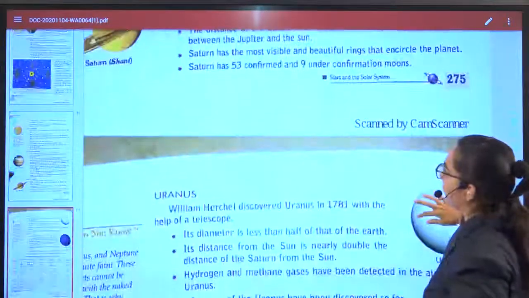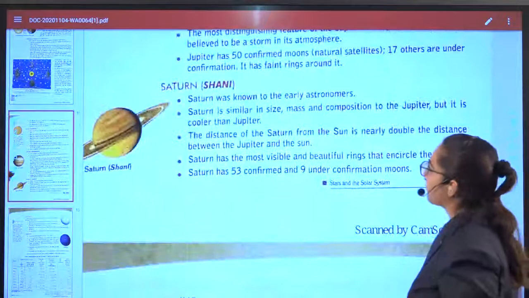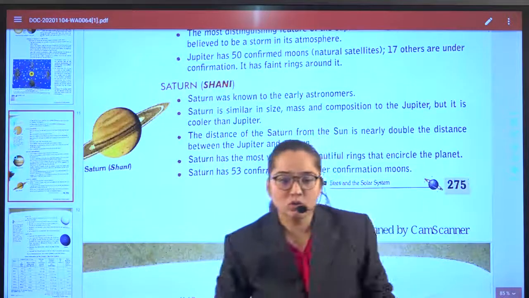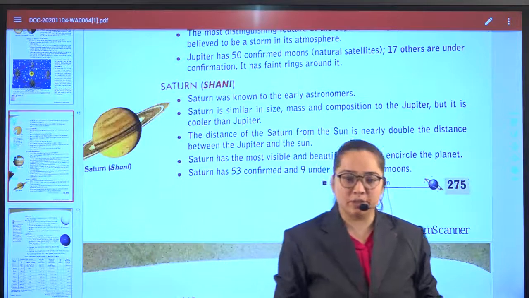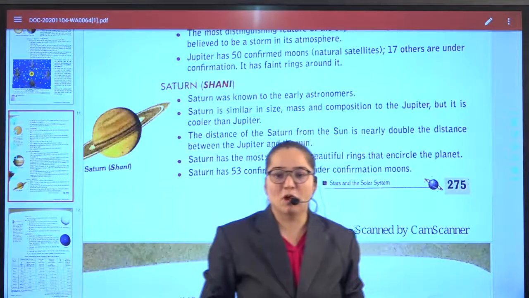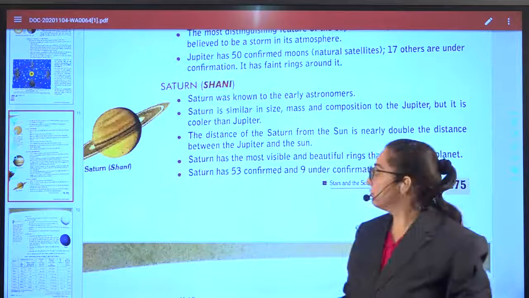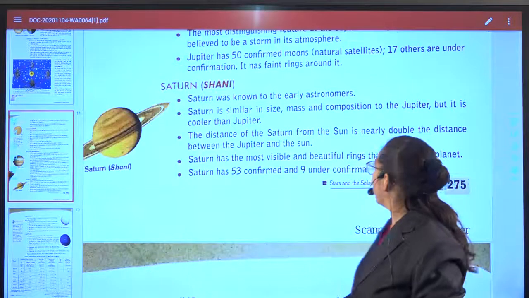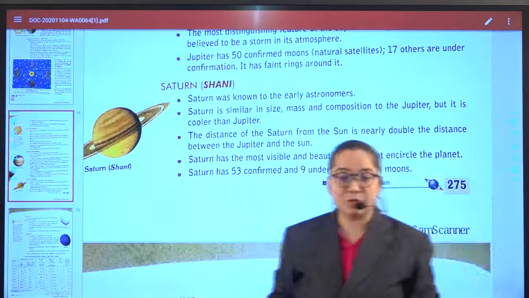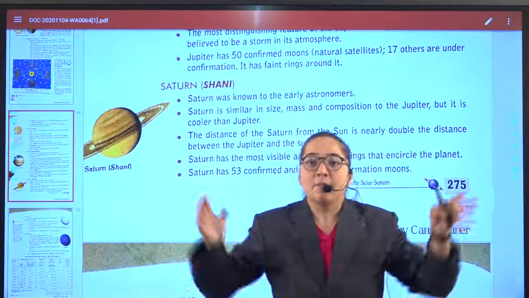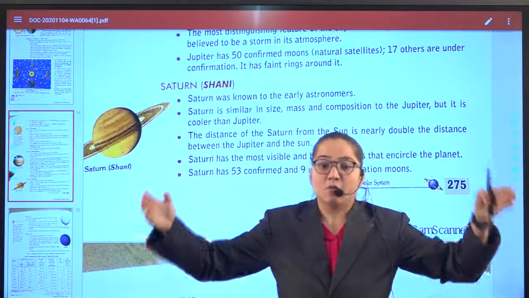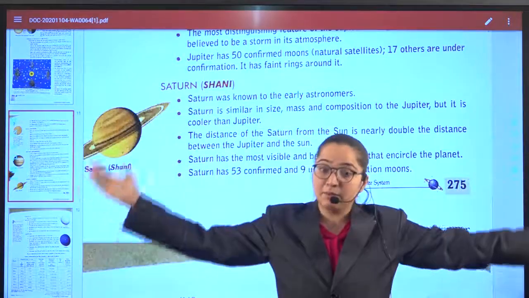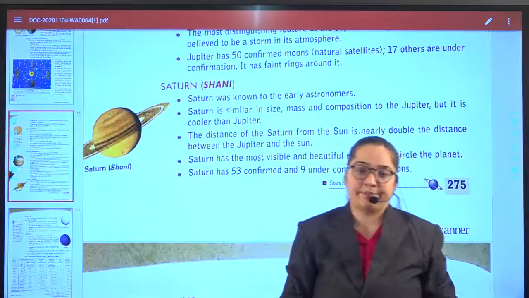We'll move further. Saturn. Saturn was known to the earlier astronomers. Its size is similar to the size of Jupiter, but it is a bit smaller, and the distance of Saturn from the Sun is nearly double the distance between the Jupiter and the Sun. That means the space between Jupiter and the Sun, multiplied by 2, is where Saturn comes.